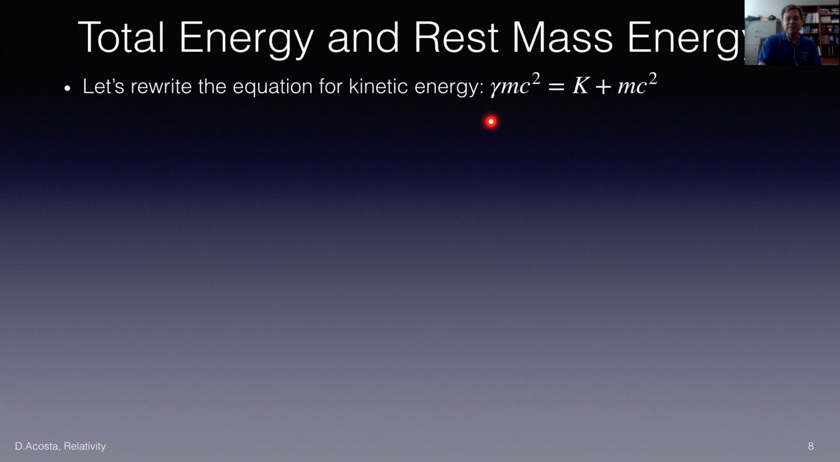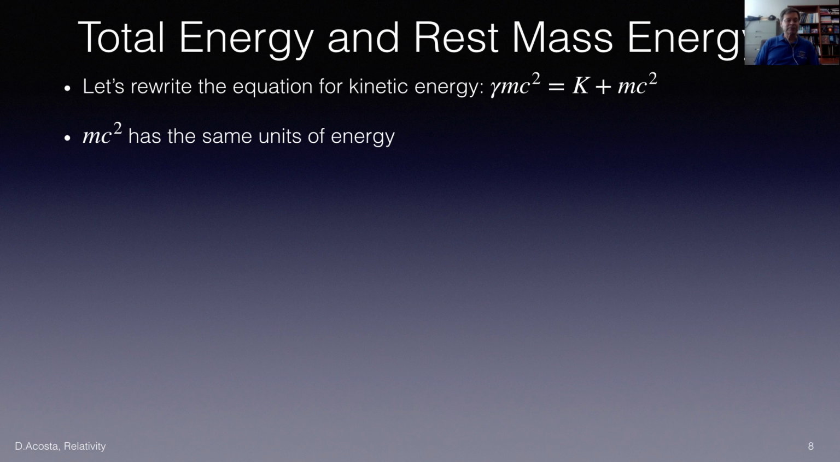But let's put the gamma on one side of the equation, so there's the gamma mc squared, and the minus 1 we'll put on the other side, becomes a plus 1 times mc squared on the right side. Put another way around, gamma mc squared is kinetic energy plus mc squared. So let's write it that way. What do we learn from this?